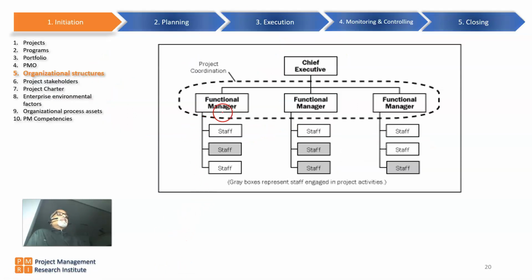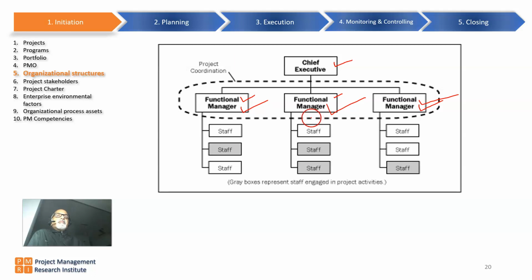Now, this is a typical example of a functional organization. Most of the manufacturing organizations will have this kind of structure. So we have a chief executive officer at the top. Then we have functional manager 1, functional manager 2, functional manager 3. Now this can be VP marketing, VP operations, VP maintenance.